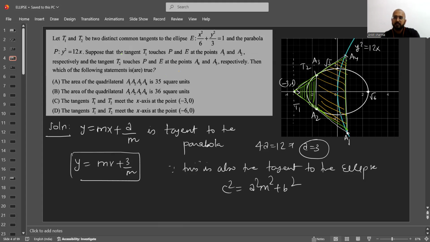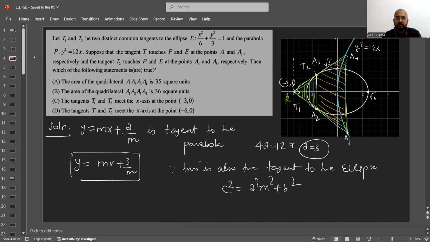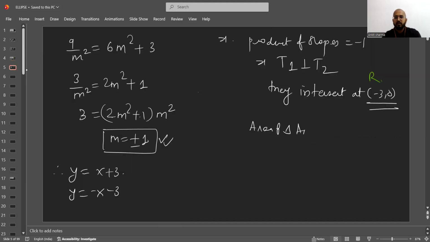So area of triangle, let's say they are intersecting at a point, the point is not given. So let's take this R. So suppose this is my point R, they intersect at R point. Now I'll find the area of triangle A1, A4, R. This would give me S1 to the power 3 by 2 over 2A. This we have already derived in the parabola section, the area of the triangle formed by the chord of contact and the point. So S1 at minus 3 comma 0.